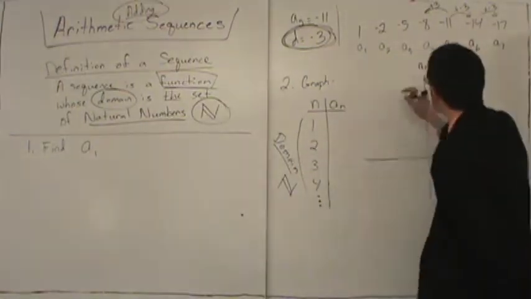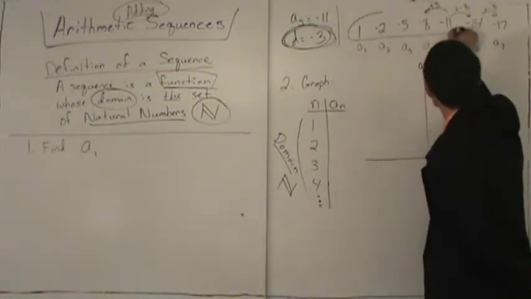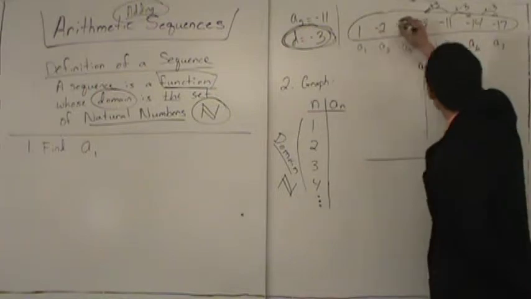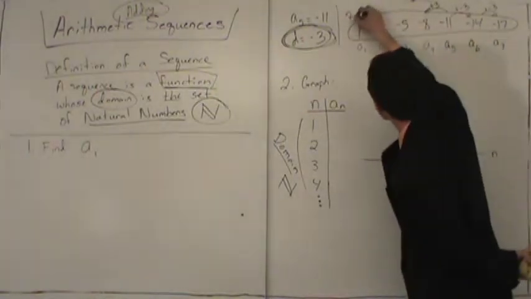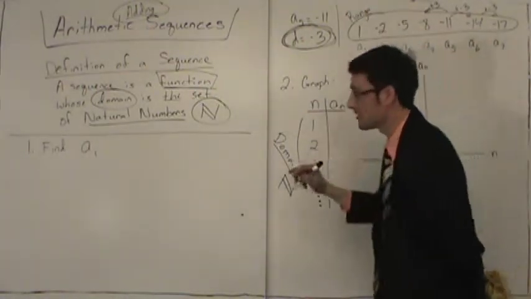And now our range. Circle the values in the list. Okay, this is your range. I want you to always circle these and label range. Okay, so our range values are what?